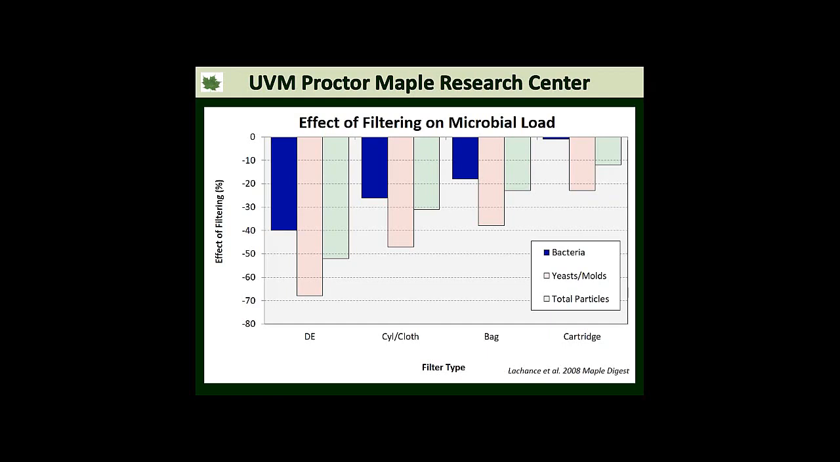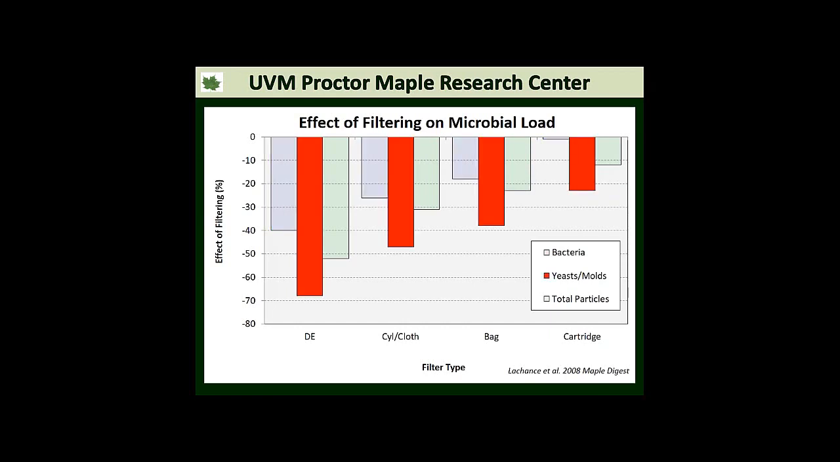So down here would be an 80% reduction in the microbial load. And these are different types of filtering. This is a DE filter. With the DE filter, we got about 40% of the bacteria out. Doesn't sound really good, does it? Turns out DE was the best. If we use a cloth cylinder filter, we got about 25% out. Bag filter, only about 18. Cartridge filter, we didn't get much out at all. If we look at yeast, this is the raw sap. Yep, this was yeast and molds.